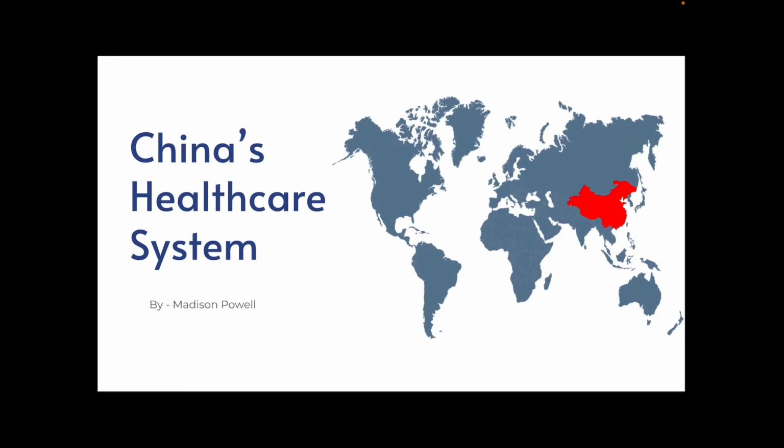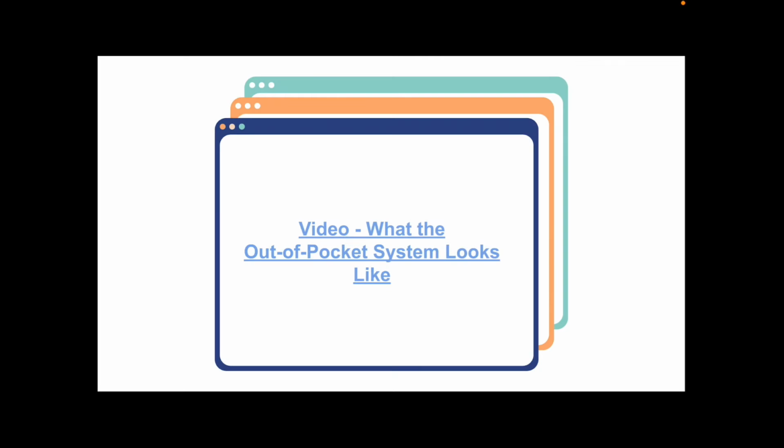Rural areas of China end up having to use the out of pocket method more because of inadequate healthcare facilities and lack of specialization in those areas. Overall, China's healthcare system is very diverse and relatively easy to understand. Here is a video to help explain how the out of pocket system works.